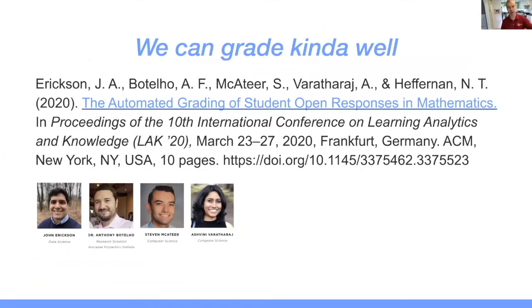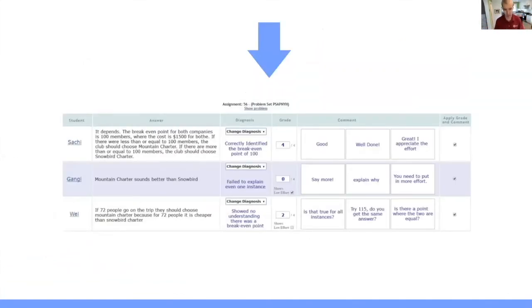The top kid, Sachi, in solving the system of simultaneous linear equations, correctly identifies 100 as the break-even point. And Ganji is the kid that does a really crappy job and basically says mountain charter is better than snowboard. And Wei, I made up the names. There are real kids that wrote these things, but this kid says 72. She correctly identified that mountain charter is better when there are 72 kids.